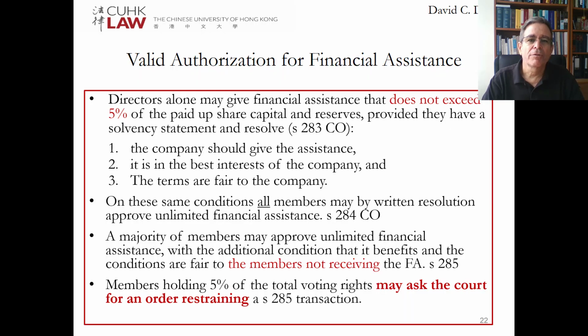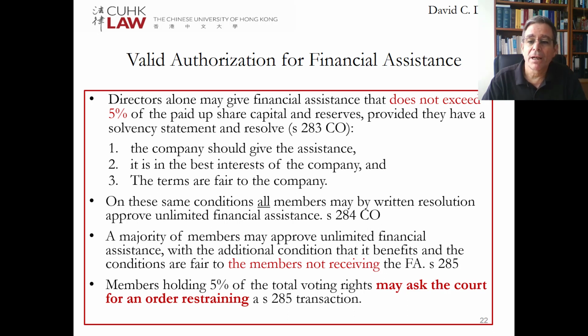The authorization for financial assistance is pretty much what you'd expect. We have the possibility of the members approving financial assistance, and we have the possibility of the directors approving a limited amount of financial assistance. So first of all, if the financial assistance does not exceed 5% of the paid-up capital and reserves, then the directors may resolve to make the assistance, provided that they decide that the company really should give the assistance, it's in the best interest of the company, and the terms are fair to the company.